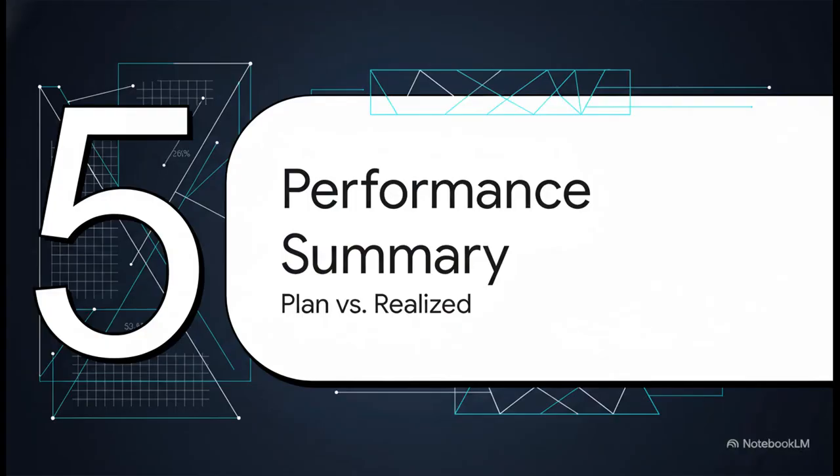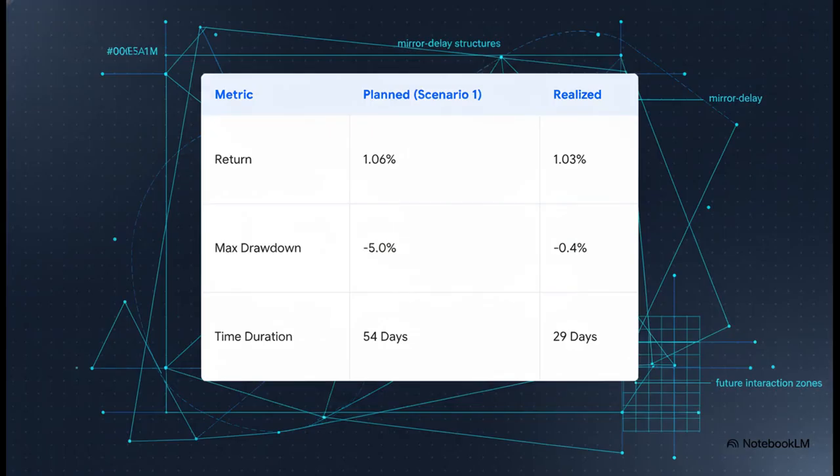Okay, so the full cycle played out, but the real test, right, is how did the results compare to the original plan we saw back in phase 1? Let's put them side by side and see. And wow, this table really lays it all out. Remember scenario 1? That's the one that played out since that second entry was never hit. The planned return was 1.06%, and the actual realized return came in at 1.03%. Super close.